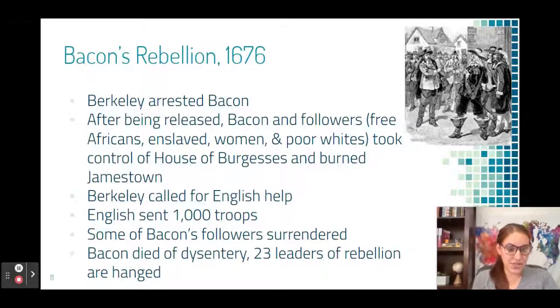Now, what's interesting here is that he is also going to promise freedom to any enslaved Africans who participate in this rebellion. And so Berkeley then calls the English for help. The English send 1,000 troops. And as the reinforcements come, Bacon is going to end up dying of dysentery, and there's no real leader of the rebellion anymore. And so some of the followers are going to surrender, but 23 of the leaders are going to end up being hanged. So mass violence is occurring here.